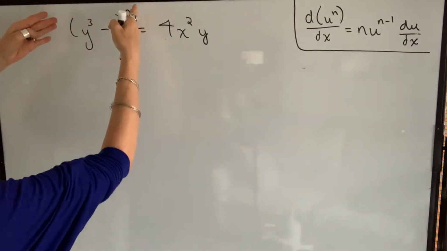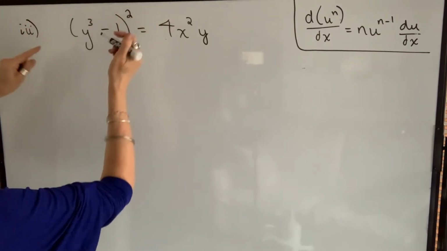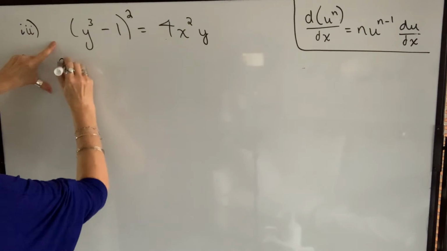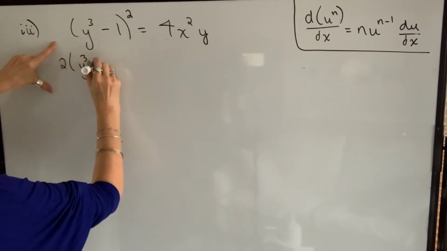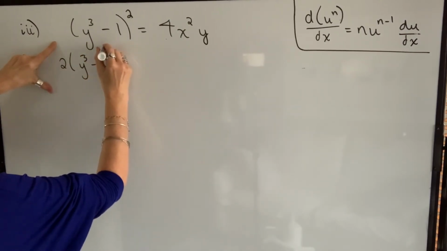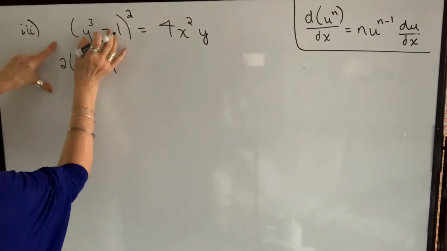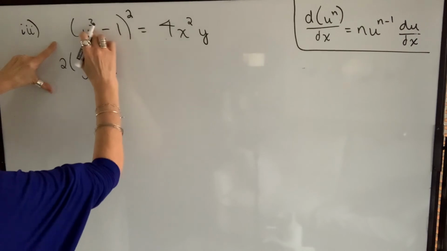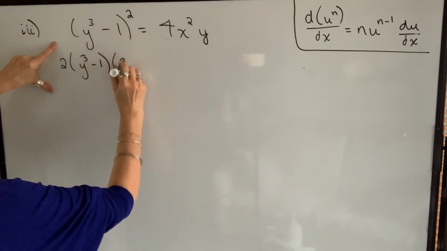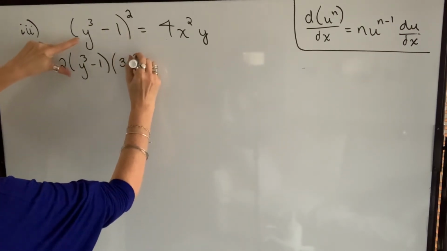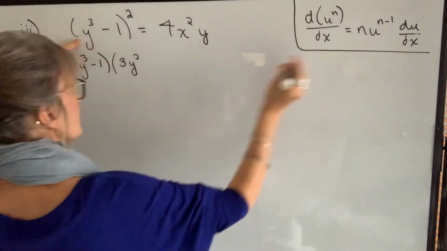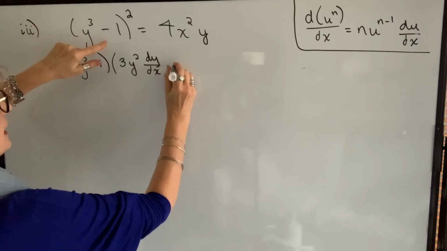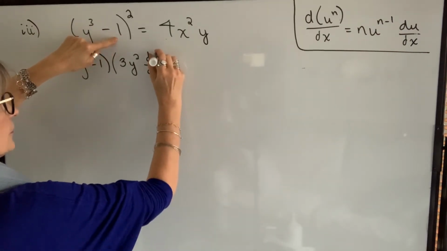The outside function here is a power function, so I start off by taking the derivative, and the derivative will be n, which is 2, times the function to the n minus 1 is 1. Now I go inside the function and take the derivative of each term. The derivative of y cubed will be 3y squared, then times the derivative of y with respect to x, so dy dx, minus the derivative of 1 is 0.